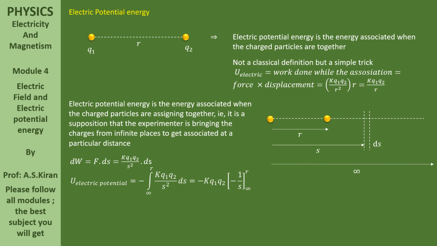That is equal to minus of kq1q2 into minus 1 by s. Of course, kq1q2 are constants, and the minus is as it is. Here the integral is for 1 by s square; the integral of 1 by s square is minus 1 by s, as you may know from integration. So minus 1 by s between the limits infinite to r.